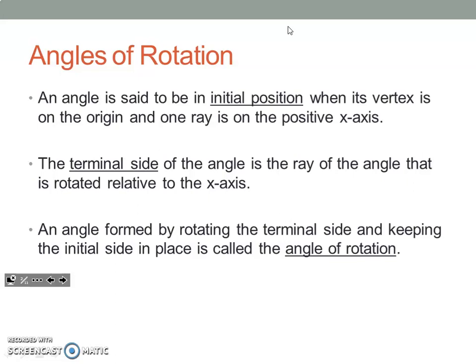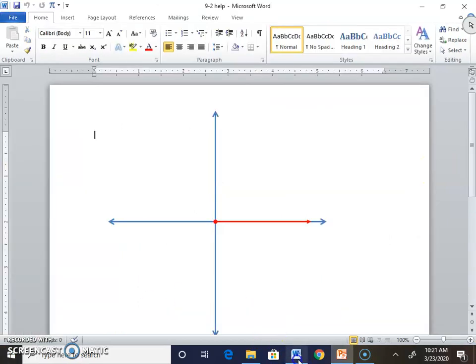Now, there's a lot of vocabulary there, and without a visual it's hard to explain, so I'm going to go ahead and pull up a visual. This is all stuff that you can add in the margins of your notes as you're taking them. I've pulled up a coordinate plane here so that we can see it. First, we have our initial position. So this right here is the initial position.